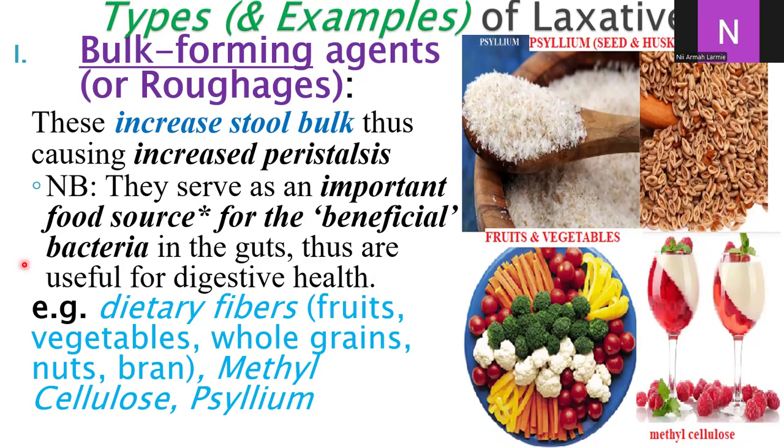So examples are fruits, and here it is not just the juice, but we are talking about the raw veggies, the fiber part, vegetables, whole grains, cellulose, and psyllium bran as well. So it's very important. I put some examples in pictures here.